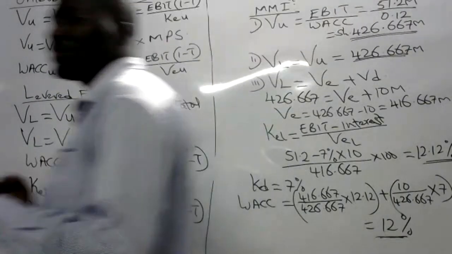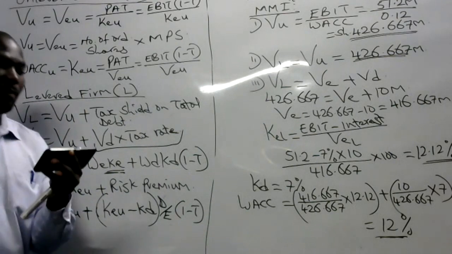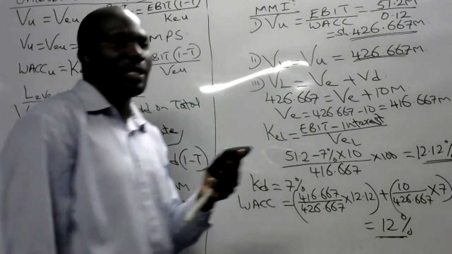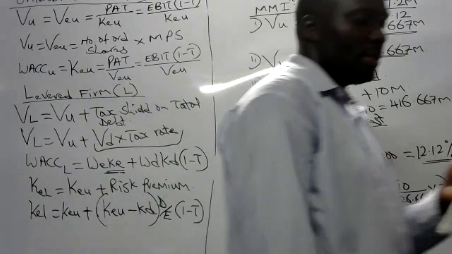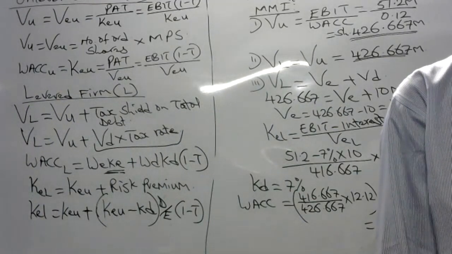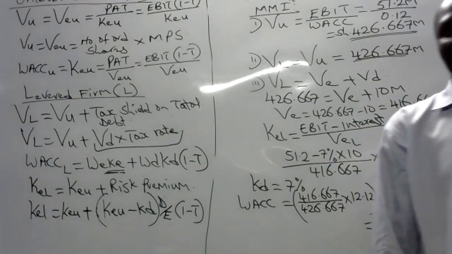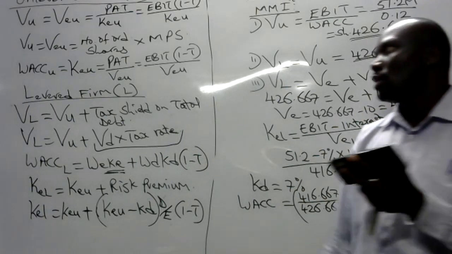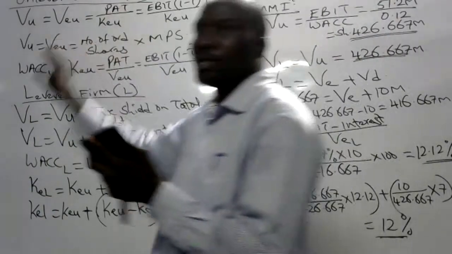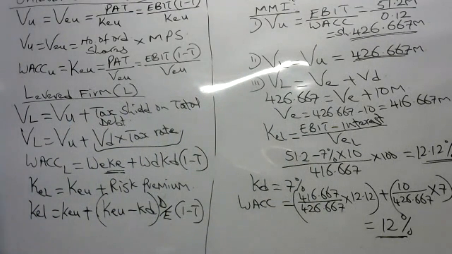Now the next one, assuming that the company in B above now pays taxes at the rate of 30%. When it pays taxes at the rate of 30%, now it becomes MM2. It is all here in MM2. The approach is very different from MM1.